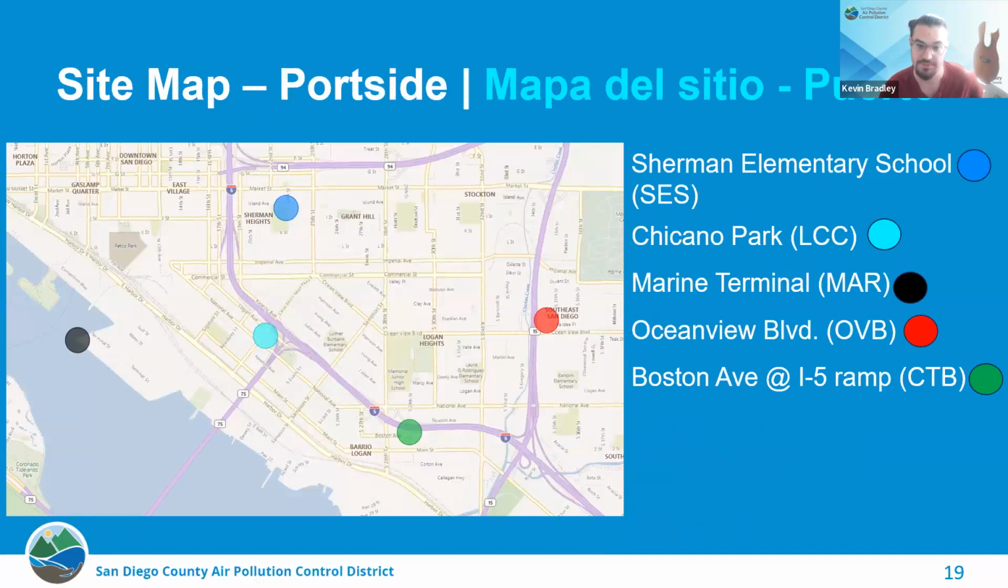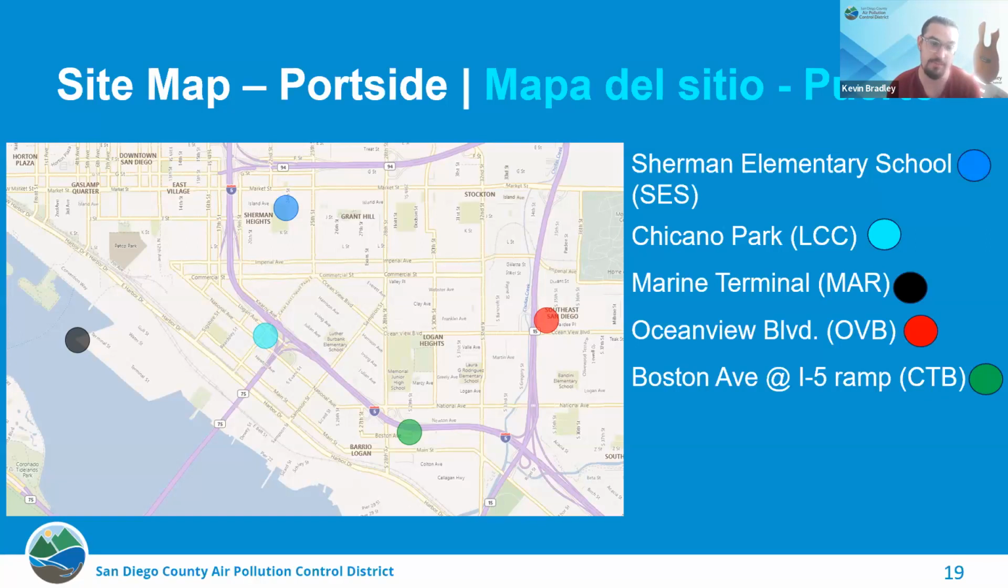So zoomed in on Portside here. I know National City doesn't have any operational sites right now. We are working on getting our National City train depot site going. I believe we finalized the permit to start building the fence. So we're hoping within a few months that we have a National City site up and running finally, which we're very excited for.